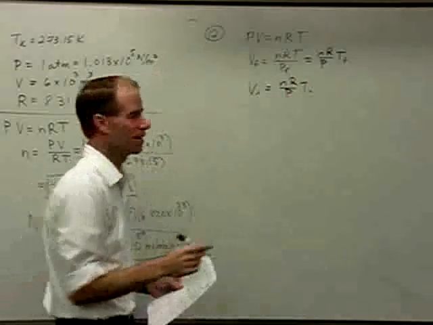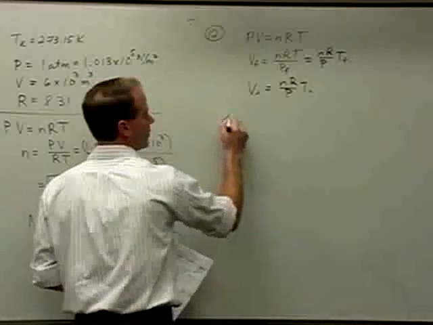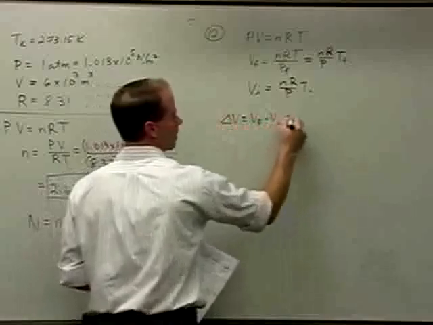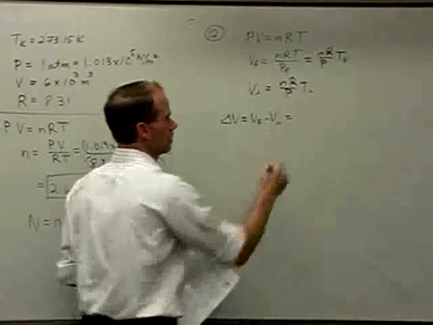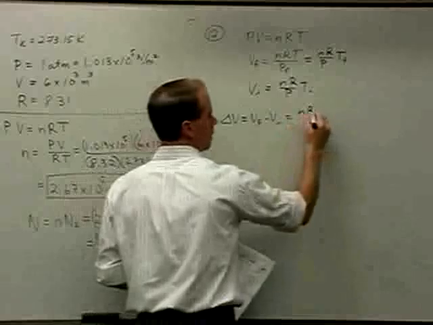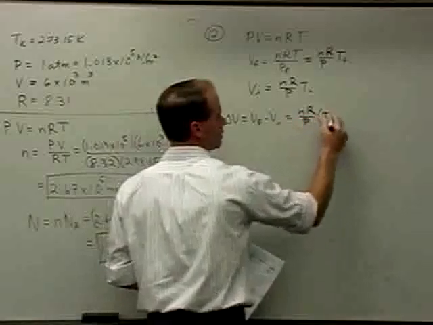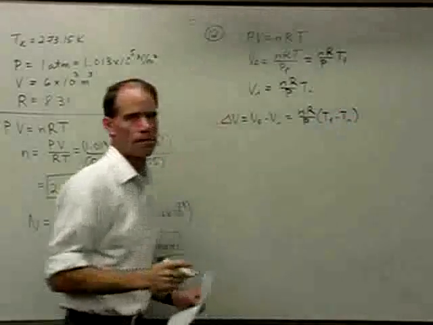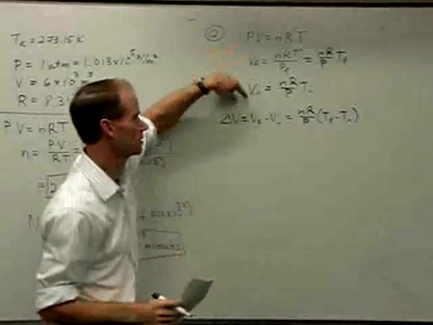So I can say then that my change in volume, which is my final volume minus my initial volume, will be equal to nR over P times my final temperature minus my initial temperature. Just taking this minus this.